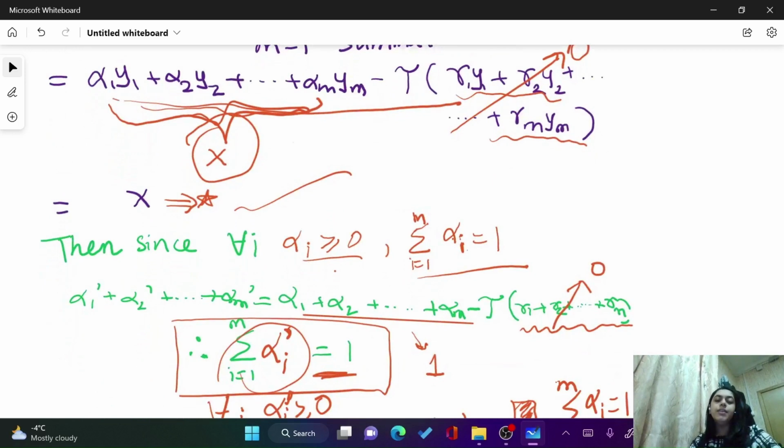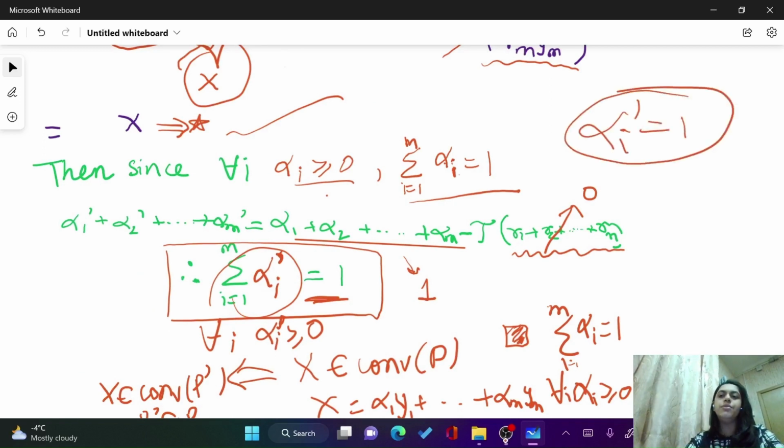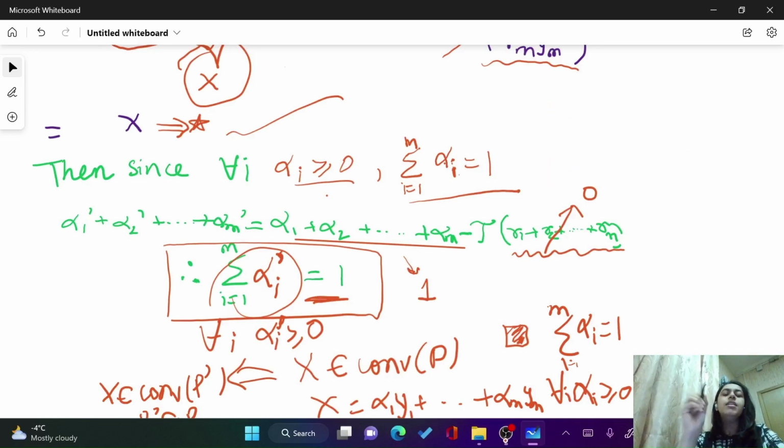Now let's take a look at the property where we have to prove that the sum of alpha I dash is equal to 1. Let's see how we'll do this. We already have that alpha I is greater than or equal to 0, and alpha I is this. So let's write alpha dash in terms of alpha I, because alpha I is what we have been given already. We know some equations related to alpha I and some values, so we'll take alpha 1 dash in terms of the alphas.